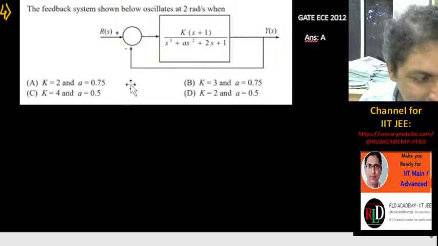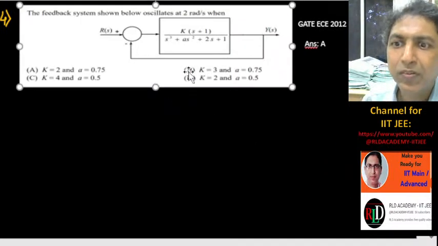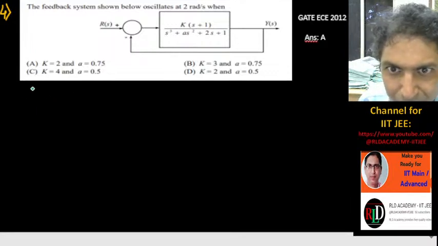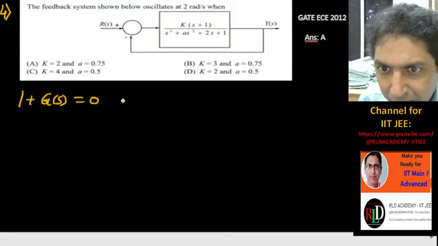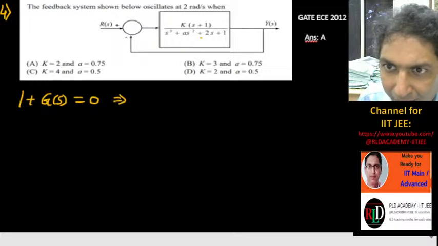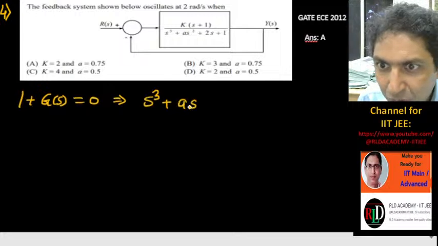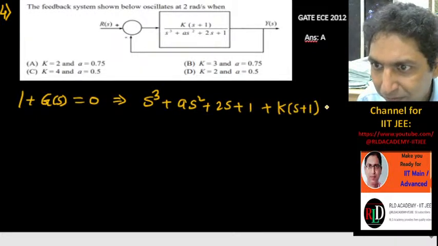Okay, let me solve this problem. So directly we will go for 1 plus G(s)H(s) equals 0. Simply 1 plus G(s) equals 0. That will give you, I will multiply this directly, the polynomial s cube plus a s square plus 2s plus 1. Then I will add K into (s plus 1), and that will be equal to 0.